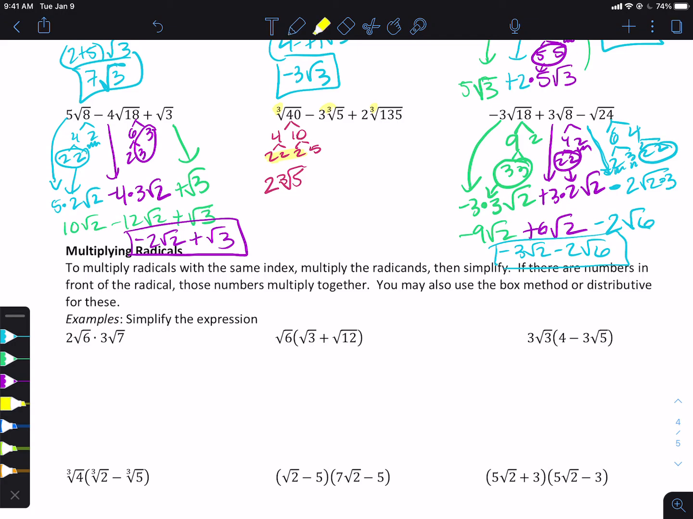So don't forget that you need to write your index still in this to show that it's a cube root that you were talking about. Okay, 5 is prime, so I can't do anything, so I'm just going to bring this down as is. So 3 minus 3 cube root of 5.